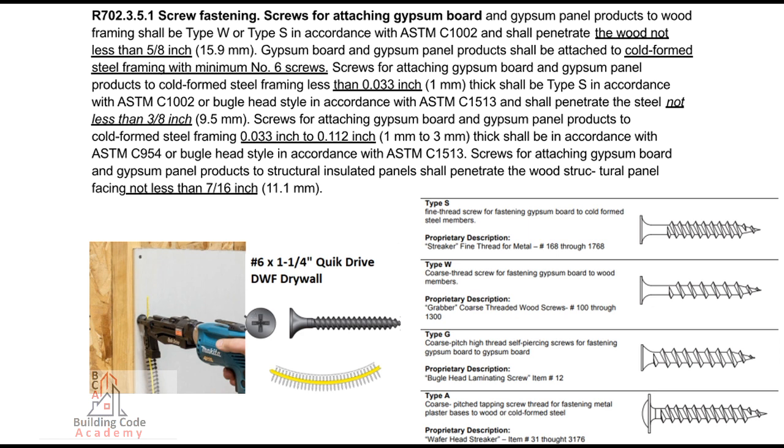Screws for attaching gypsum board and gypsum panel products to cold-formed steel framing 0.033 inch to 0.112 inch, 1 mm to 3 mm thick, shall be in accordance with ASTM C954 or bugle head style in accordance with ASTM C1513. Screws for attaching gypsum board and gypsum panel products to structural insulated panels shall penetrate the wood structural panel facing not less than 7/16 inch, 11.1 mm.